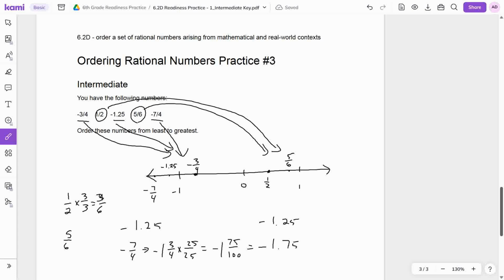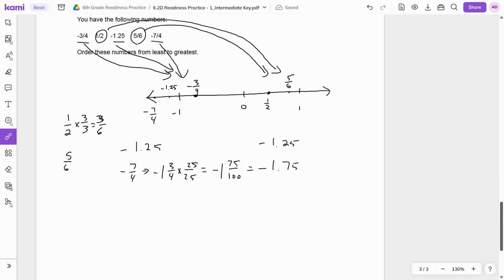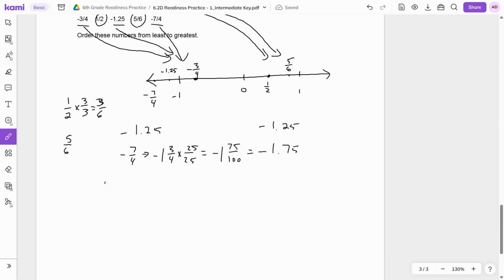All right, so we're going to number these in order from least to greatest. So let's say least, greatest. So my first one was negative 7/4, putting them back in the original format. And I've got my negative 1 25/100. Got my negative 3/4. And I've got my 1/2. And then I've got my 5/6. All right, those are my numbers in order from least to greatest.